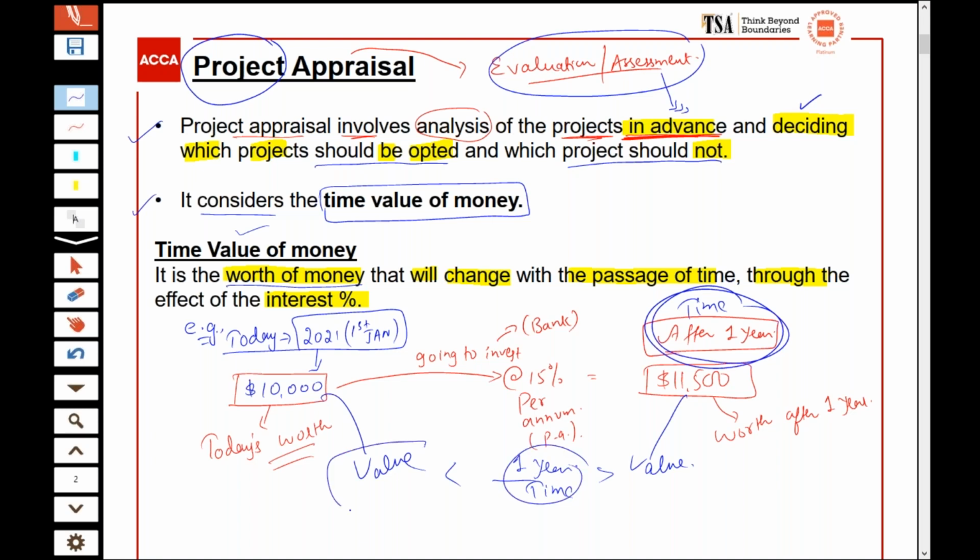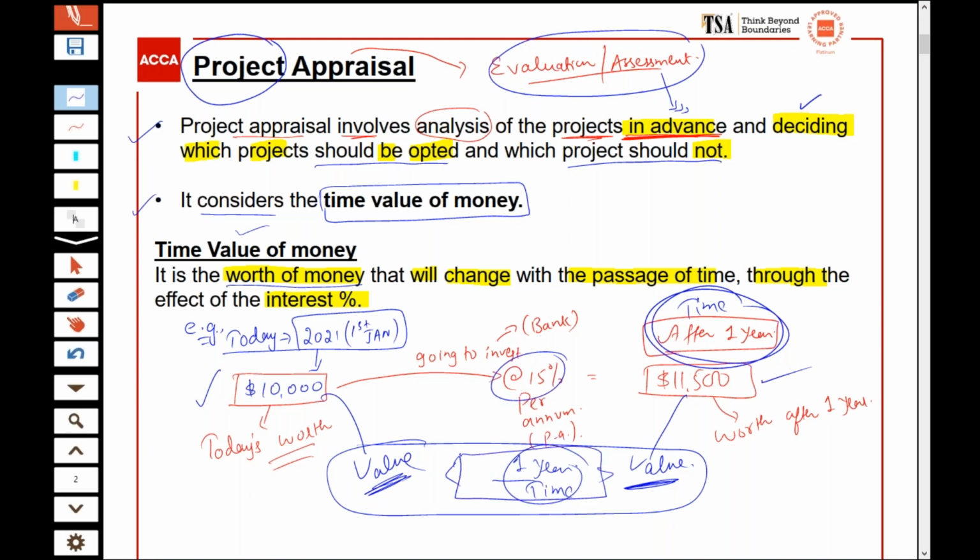And this is known as the time value of money. What is exactly the time value of money? It means the worth of your money which you are holding right now in your hand, or maybe it is retained in the bank or wherever. This is the worth of money in today's value, and after 1 year it may become 11,500. In the middle, 1 year of time has passed. So that is simply the terminology.